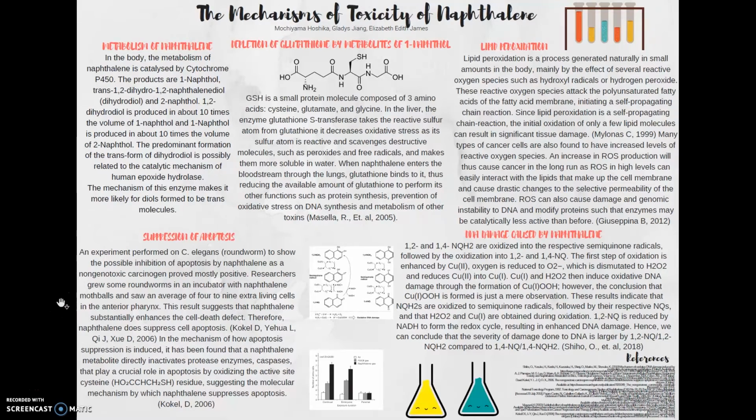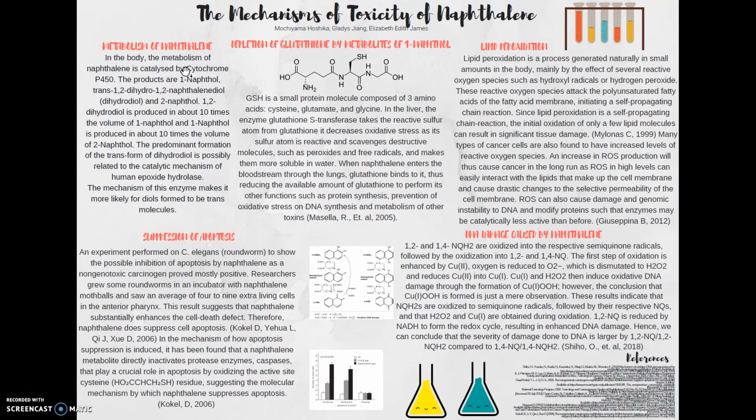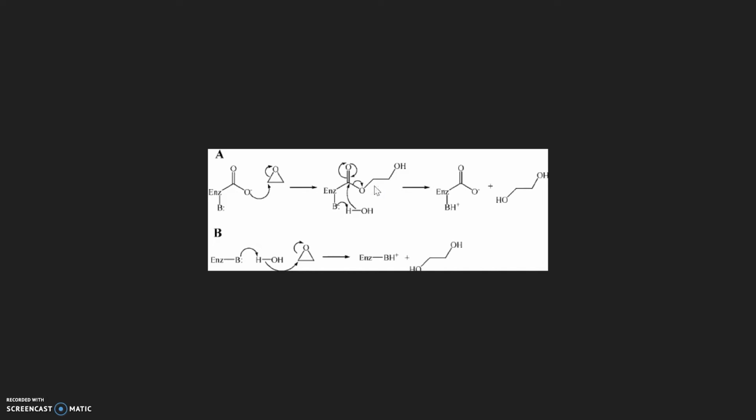Hello everyone, today we are sharing about the mechanisms of toxicity of naphthalene, that is, how naphthalene works in the body. The main metabolites of naphthalene are 1-naphthol, trans-1,2-dihydrodiol, and 2-naphthol. Trans-1,2-dihydrodiol is produced in 10 times the amount of 1-naphthol, and 1-naphthol is produced in 10 times the amount of 2-naphthol. The reason for the formation of trans-2-dihydrodiol instead of the cis form of dihydrodiol is possibly due to the catalytic mechanism of the epoxide hydrolase in humans.